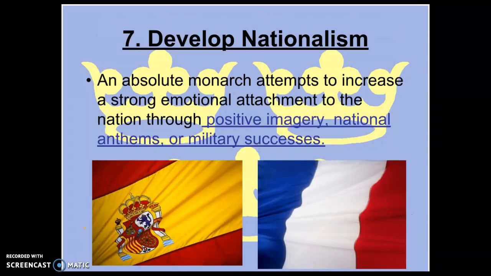Next is developing nationalism. Guys, nationalism is something that's going to carry with us now until the very end of the school year. So this is a super important word that you need to remember: nationalism.